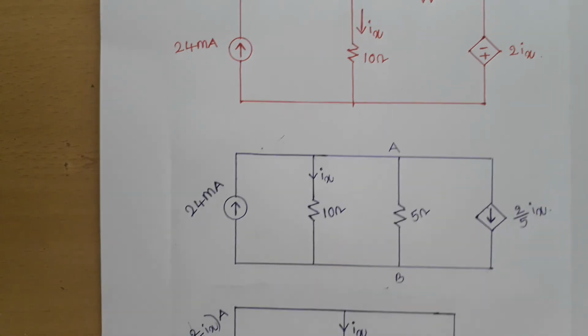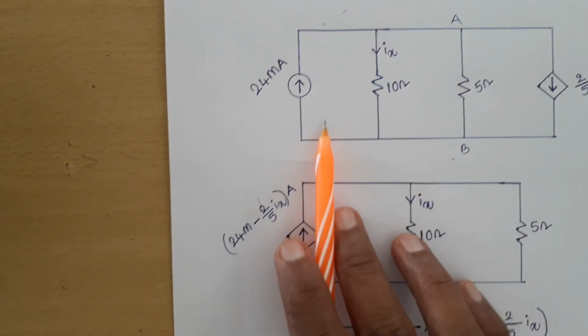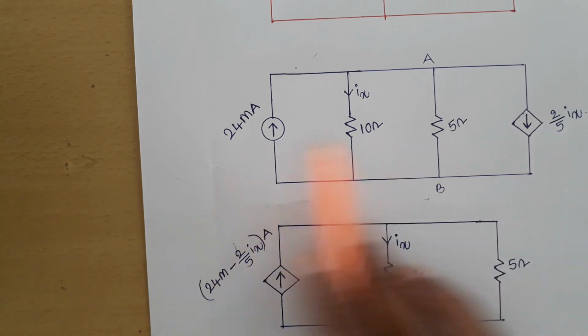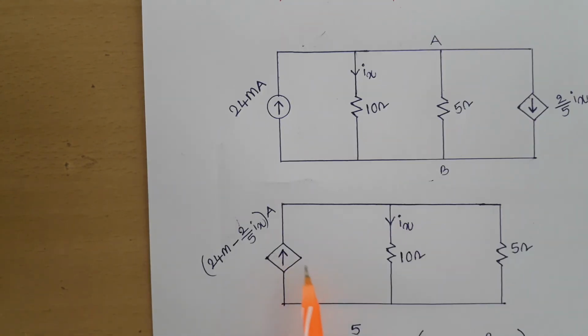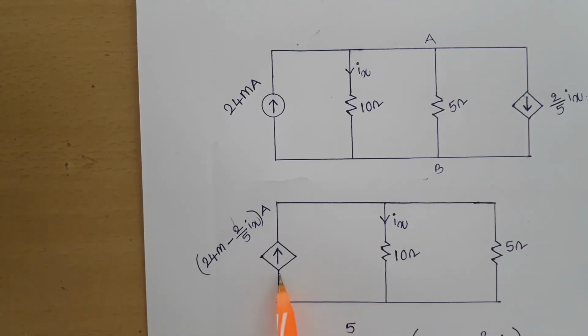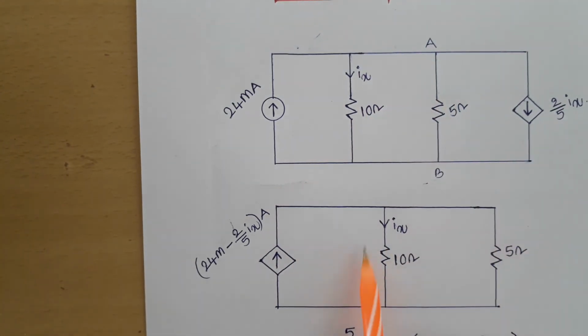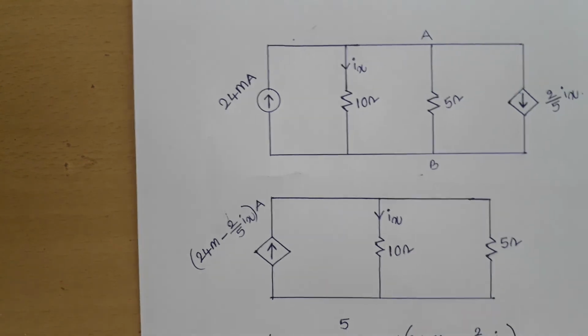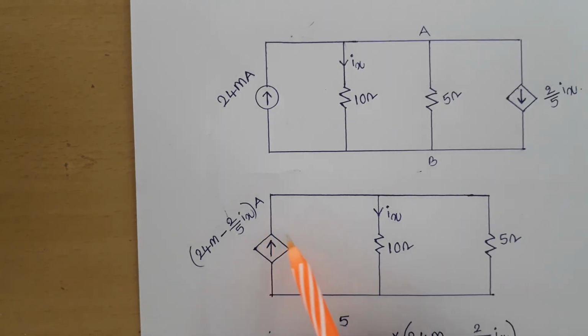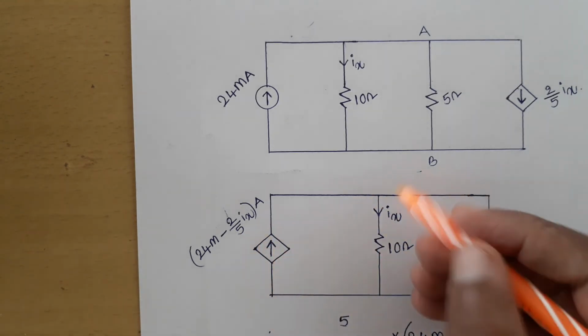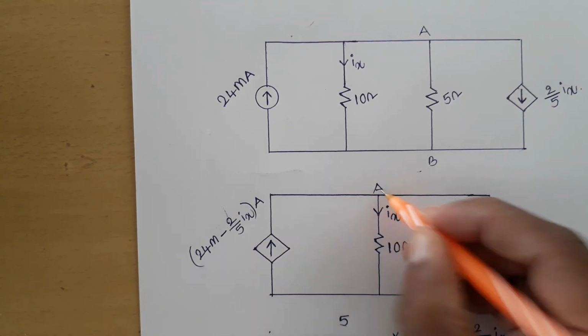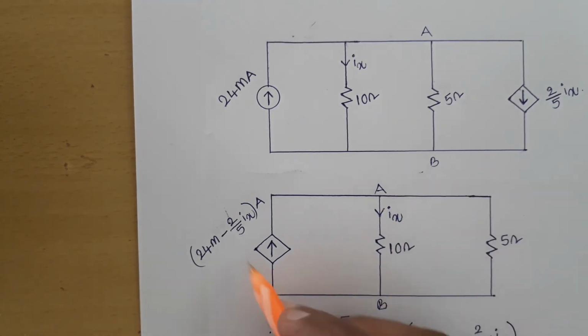So I am replacing these two current sources with one current source, which is a dependent current source, and the value is 24 milli minus 2 by 5 Ix amperes. Now I am not disturbing this part of the circuit. Now using the current division rule, the net current flowing to this node A is 24 milli minus 2 by 5 Ix amperes.